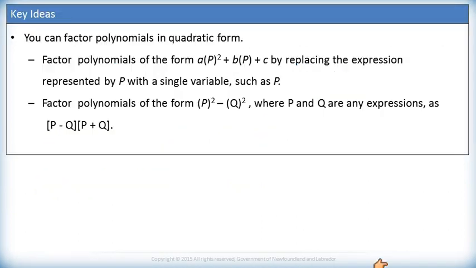You can factor polynomials in quadratic forms by making a substitution. If it's a trinomial, you should have the same expression in the first two positions that you can replace. If it's a difference of two perfect squares, you'll have expression number 1 squared subtract expression number 2 squared. Factors are conjugates.